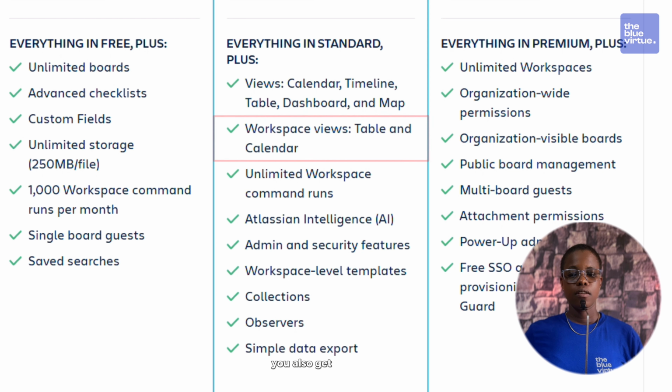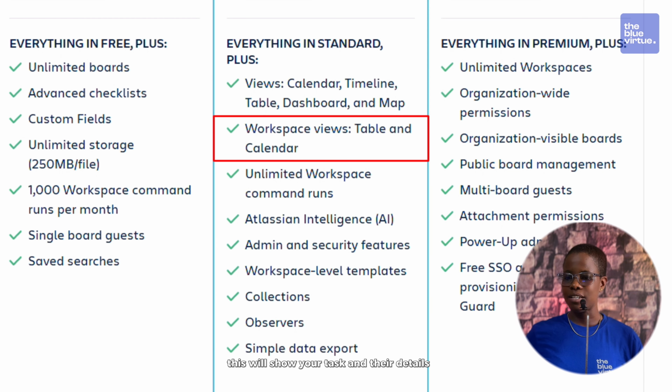You also get workspace views. These will show your tasks and their details across multiple boards. All right. So whilst the board view will show you task details across a single board, workspace views will show you task and card details across multiple boards.